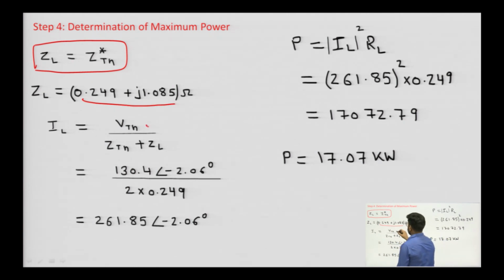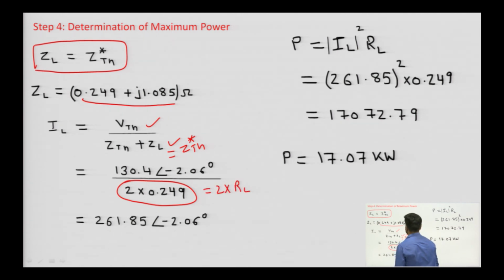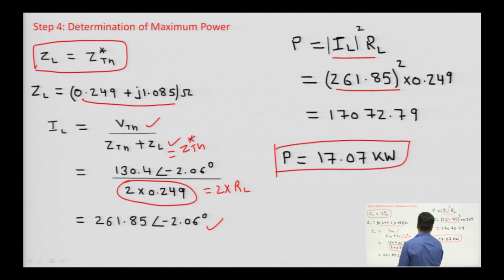So, current will be equal to VTH divided by ZTH plus ZL. Since ZL is ZTH conjugate, the sum will be equal to 2 into RL, because the imaginary terms cancel out, and we have the current as 261.85 at an angle of minus 2.06 degree. Power will be equal to I squared RL. So, I we have calculated as this much, and we get the power as 17.07 kilowatt for maximum power.